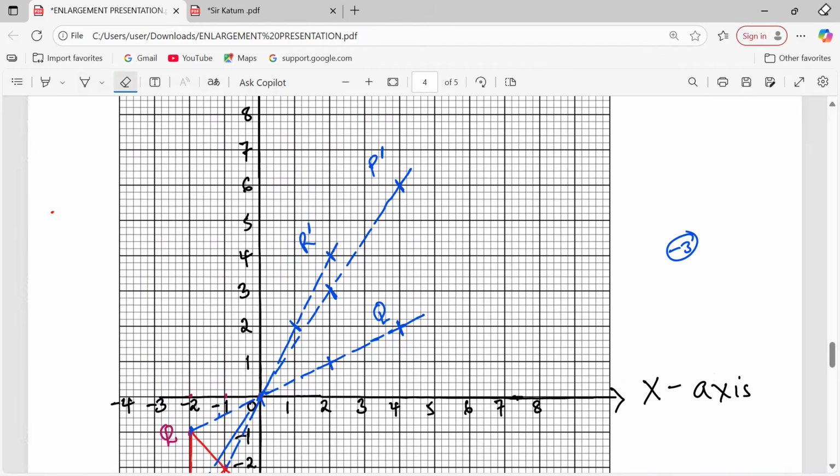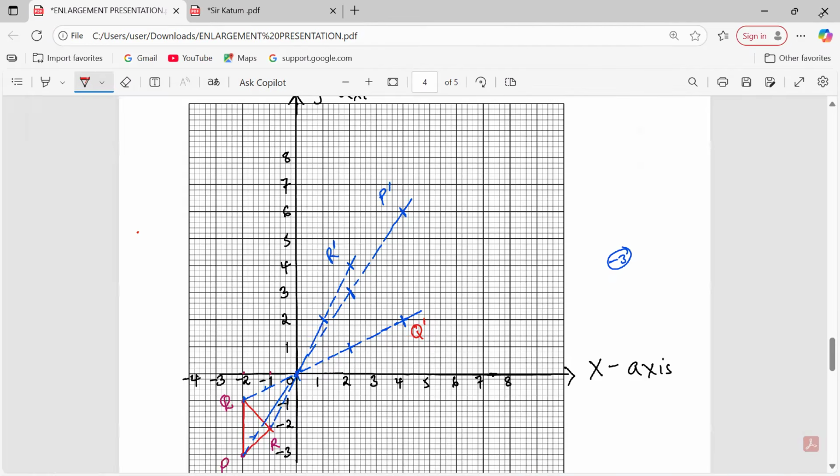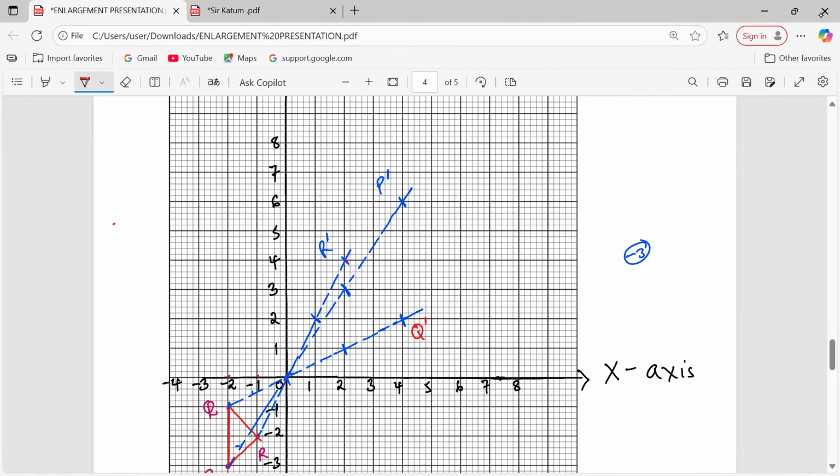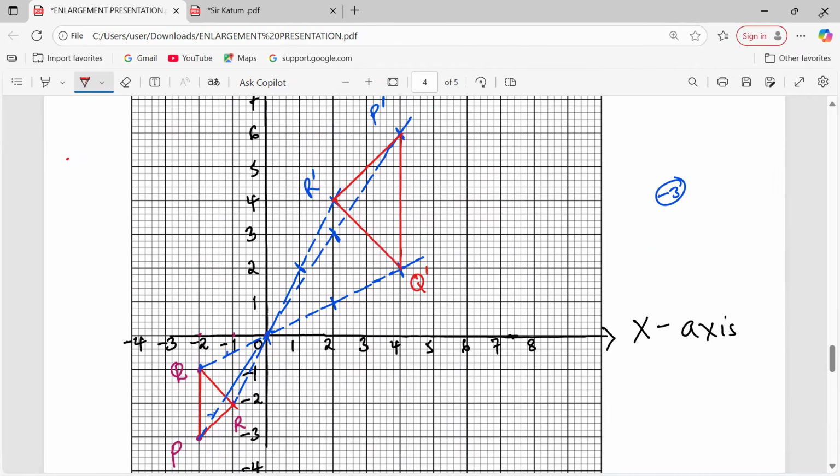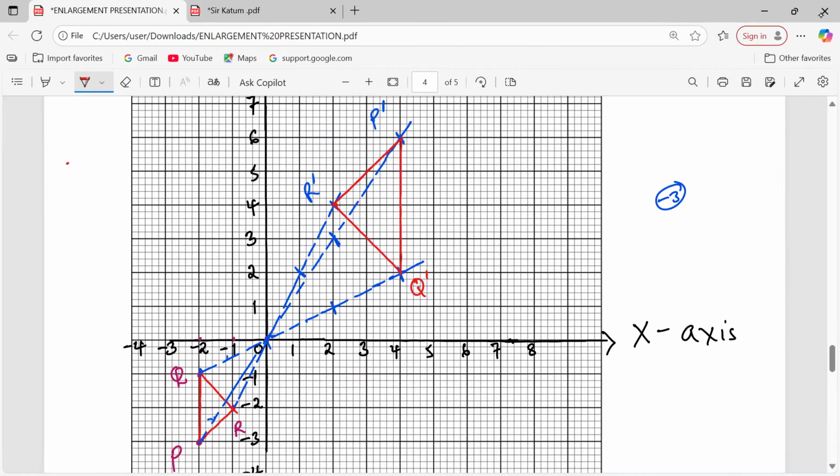So we have now all the coordinates and we can join them. Let me write Q on the other side, Q prime. So I join, I'm sorry, I want to be very accurate because of the stating of the coordinates. You have to be very accurate so that you get exact coordinates. You see, my triangle has been enlarged.